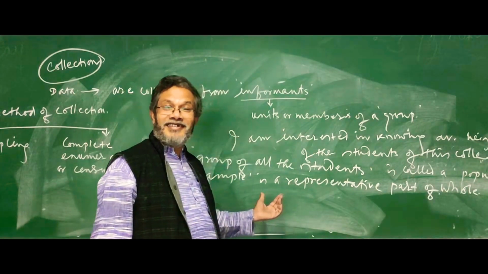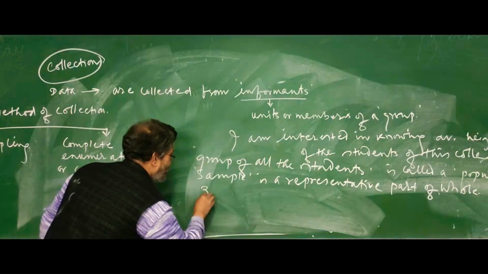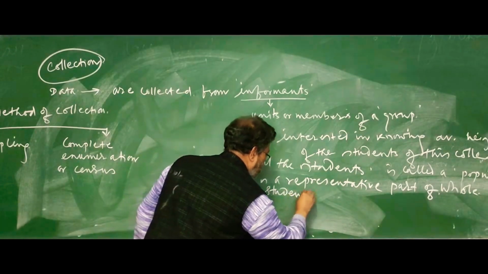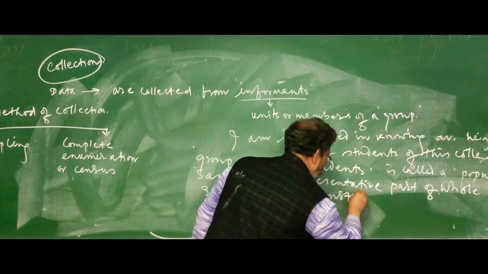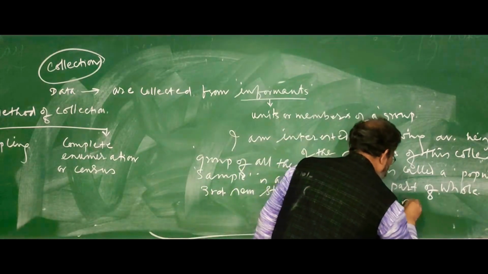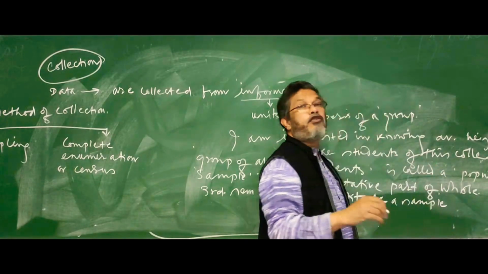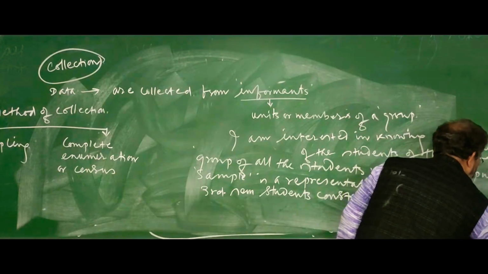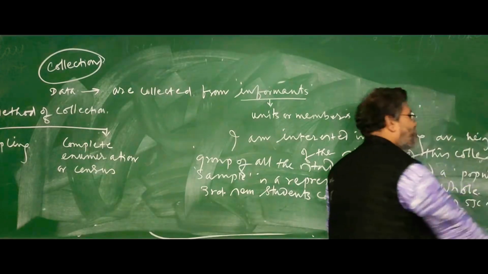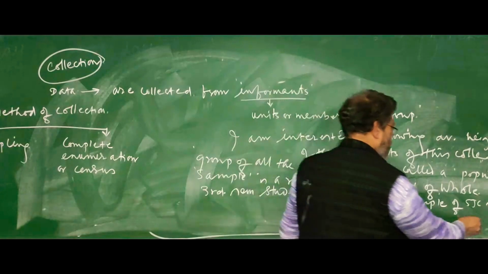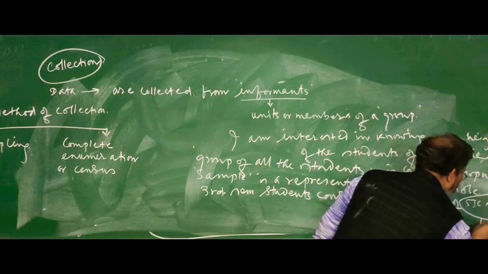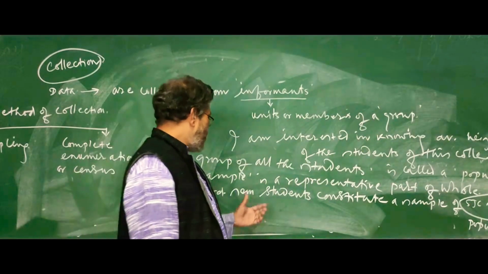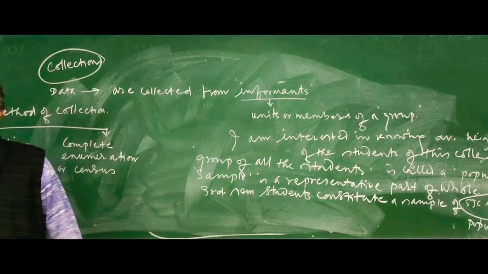Sample. Third semester students constitute a sample of college students, of SJC students. SJC students, this is a population. But you third semester students constitute a sample.